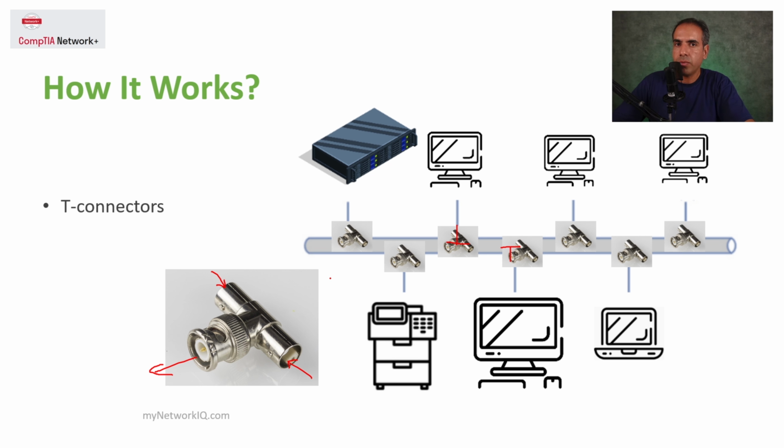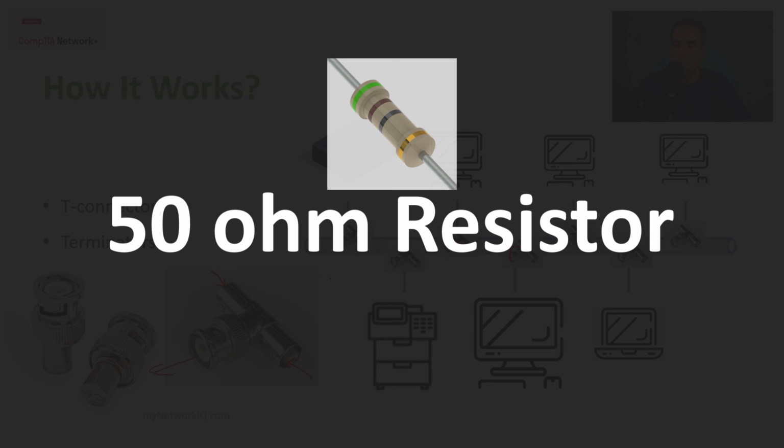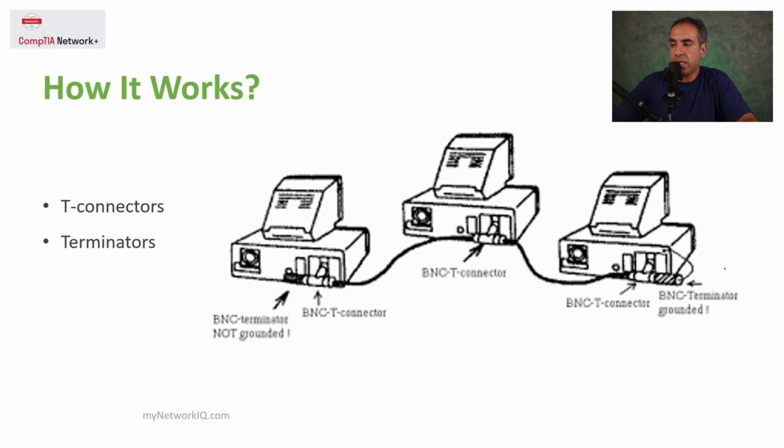What we can do is to use a tool called a terminator. A terminator is a 50 ohm resistor which is connected to the ground, and we connect this tool to the last T-connector of the last computer. So we need two of these terminators, one for this side and another one for this side. It will discard the signal at the end of the cable, at the end of the circuit, and prevents signal bouncing.